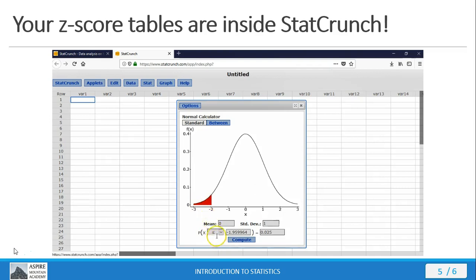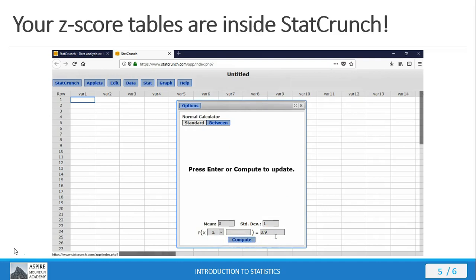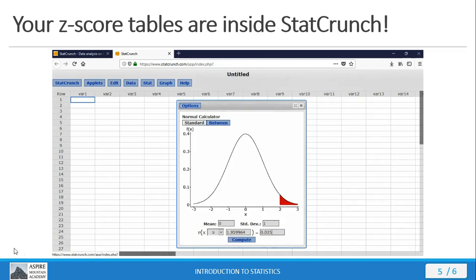If I want to get the one on the right, well, I can do it two ways. I can do it this way. This little inequality sign is like an arrow pointing in the direction of where the shaded tail is going to be. So here it's pointing to the right, so that's how we get it on the right. There's your 2.5 tail there on the right. Alternatively, I could get the same z-score by looking at the lower 97.5%. It's the same z-score, it's just a different area shaded.